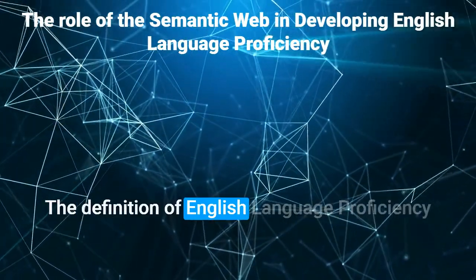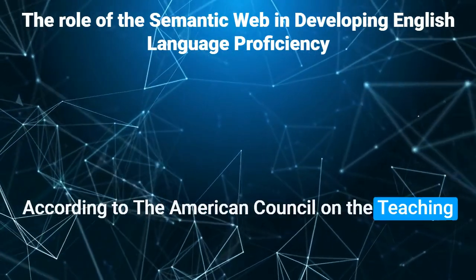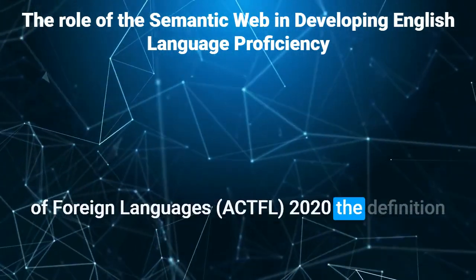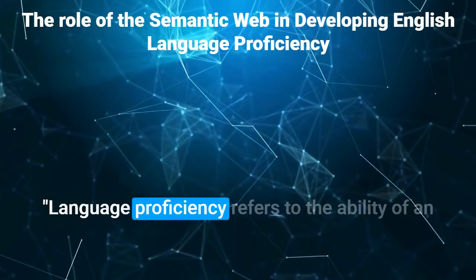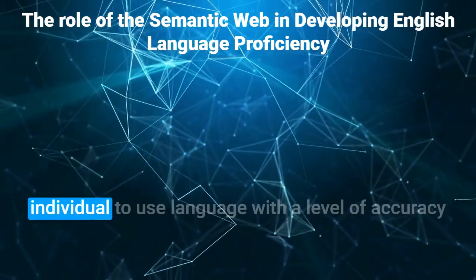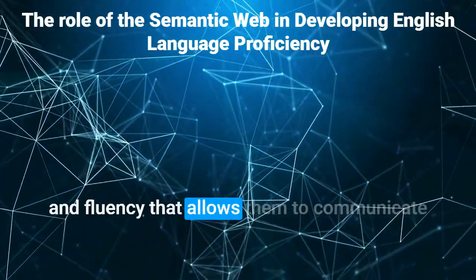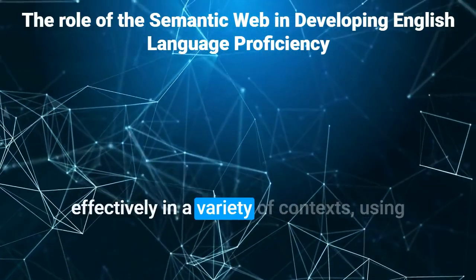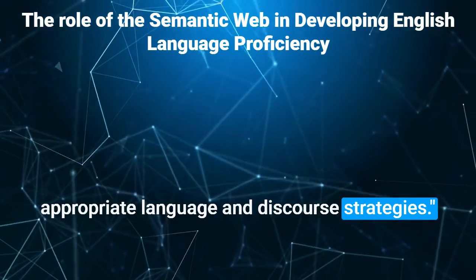The definition of English language proficiency. According to the American Council on the Teaching of Foreign Languages 2020, the definition of language proficiency can be shown to be: language proficiency refers to the ability of an individual to use language with a level of accuracy and fluency that allows them to communicate effectively in a variety of contexts using appropriate language and discourse strategies.